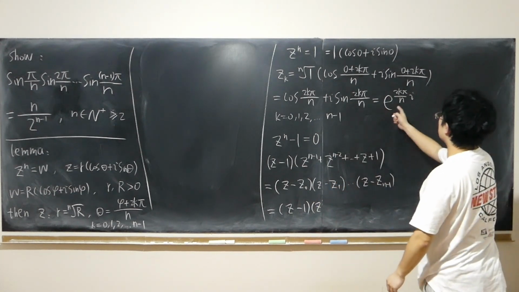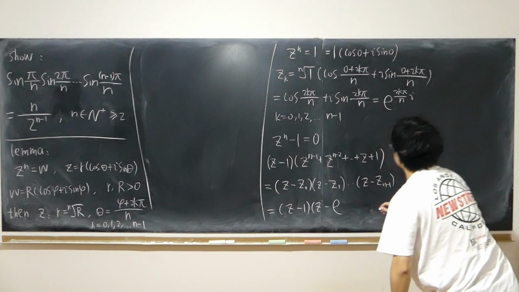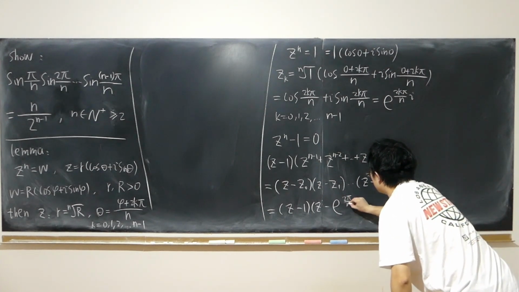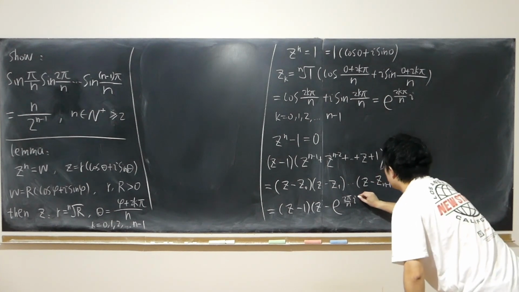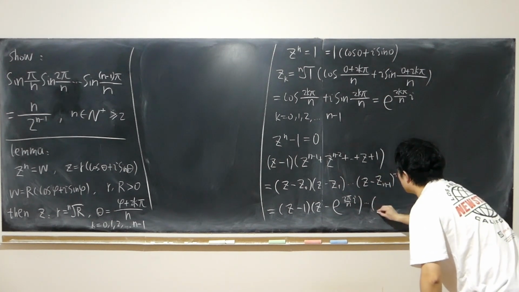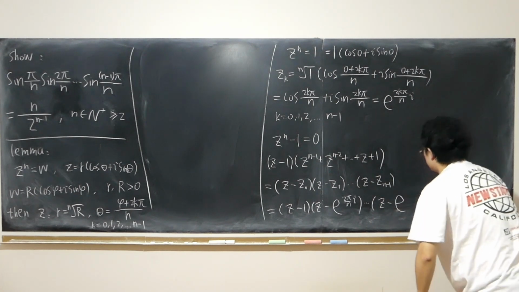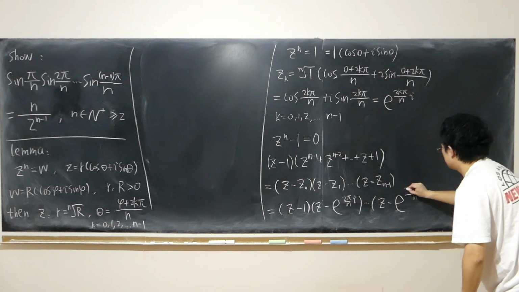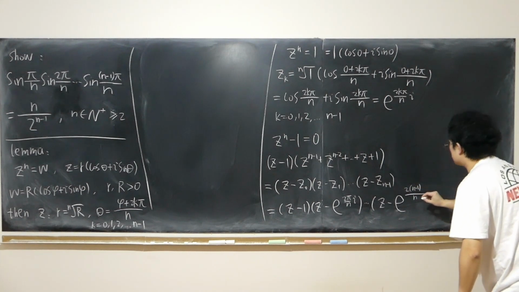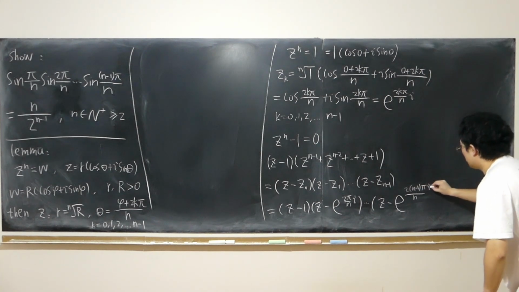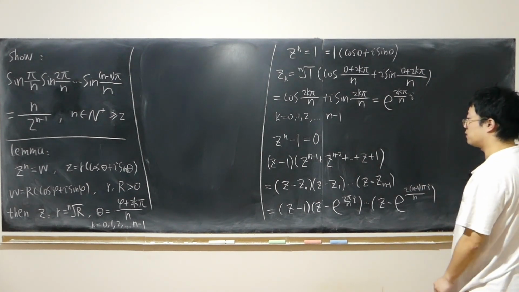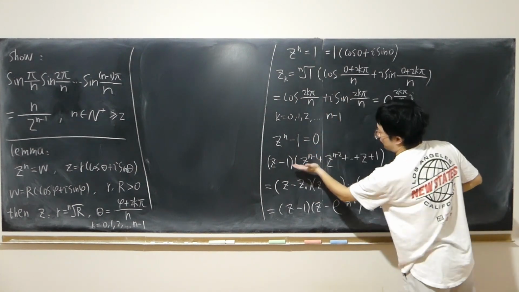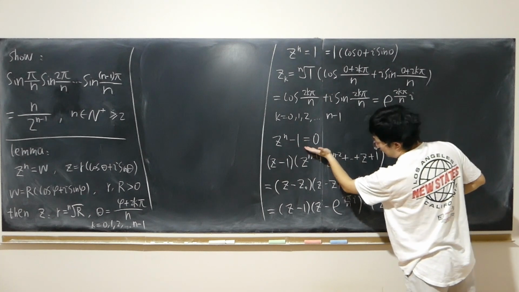z1 is e to the 2 pi i over n, and so on and so forth. The last root is e to the 2 times (n minus 1) times pi i over n. So, like I said, the original equation is equivalent to this equation.